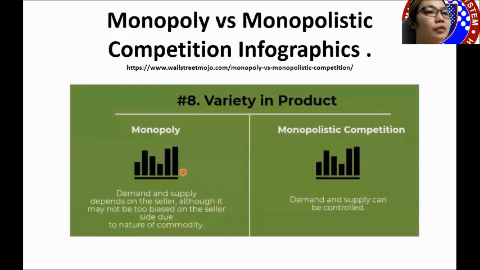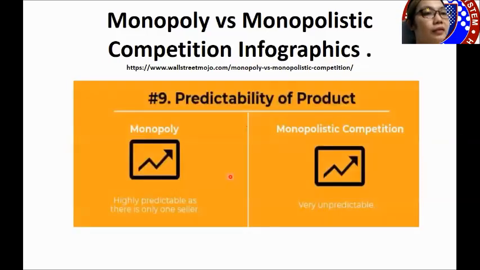Okay, then in monopoly, the demand and supply depends on the seller, although it may not be too biased on the seller side. Okay, same. In terms of predictability of the product, in monopoly, it is highly predictable as there is only one seller, while in monopolistic competition, it is very unpredictable.